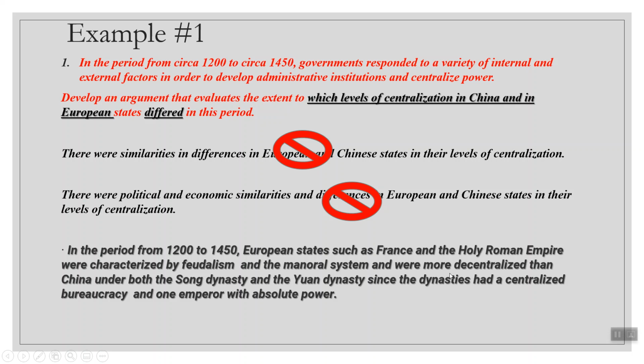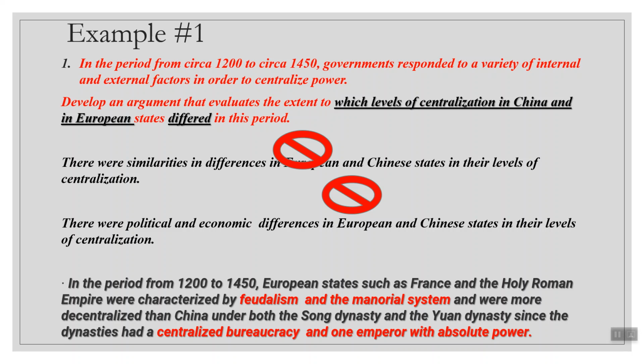Now that makes my thesis and argument. And I'm saying that they were more decentralized than China under both the Song and Yuan dynasties, since the dynasties had centralized bureaucracy and one emperor with absolute power. So what makes the Chinese different than the Europeans? Well, the bureaucracy and the fact that they had one single emperor instead of different kings, right? So now I can write my essay on those specifics. We good? Feudal manorial system, that's the specific. Centralized bureaucracy and absolute power, that's the specifics.